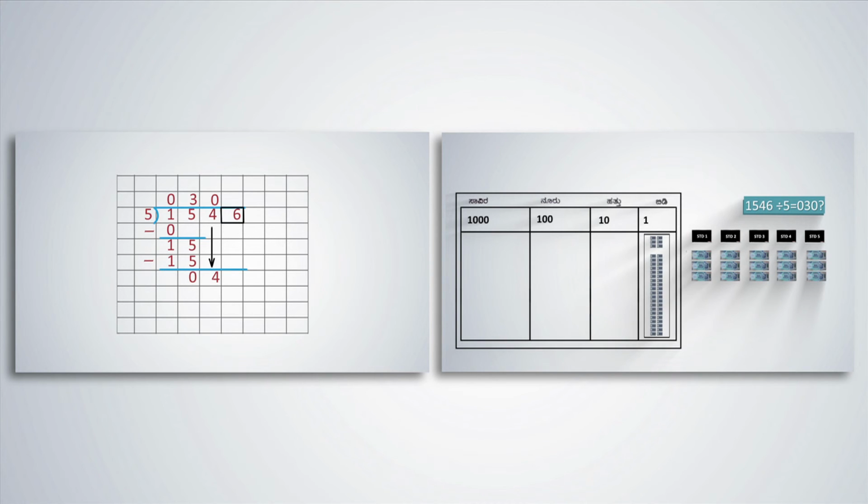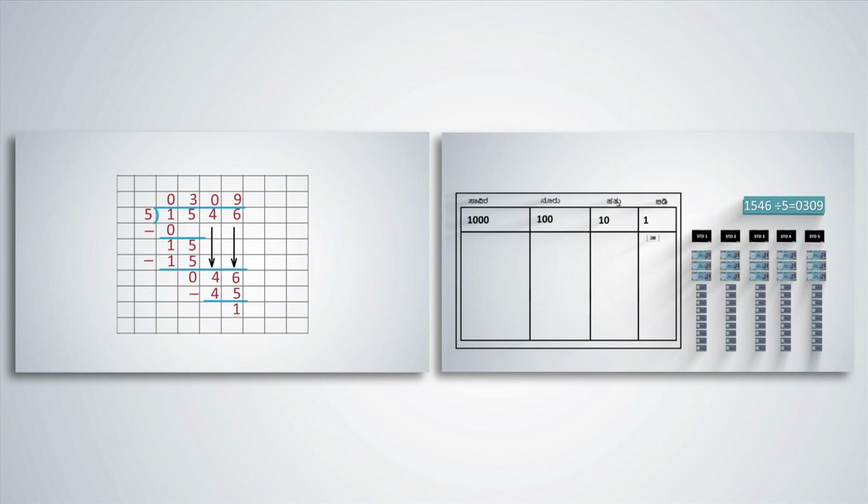Now, move one place to the right. Bring down the 6. We now have 40 plus 6, which is 46. When 46 is divided by 5, students will get 9 as the quotient and 1 as the remainder. Hence, 1,546 divided by 5 gives 309 as quotient and 1 as remainder.